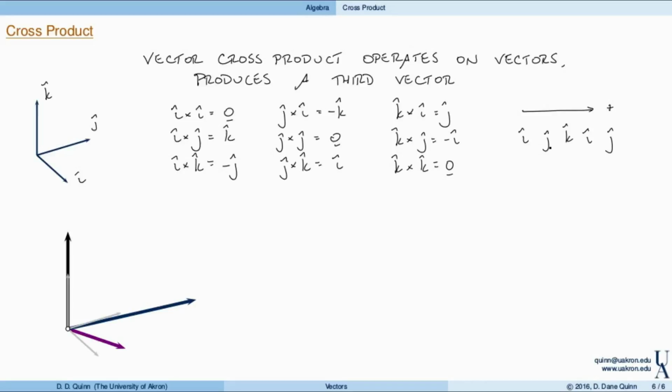That's what we had here. j cross k is equal to i. k cross i is equal to j. However, if I cross going that way, I get a negative answer. j cross i is equal to minus k. So we had here, i cross k is minus j, and k cross j is minus i. Right, so this is just a handy way of remembering cross products.